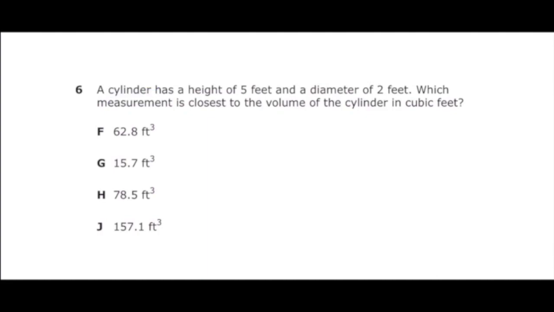Number 6 from the 2022 8th grade math STAAR test. A cylinder has a height of 5 feet and a diameter of 2 feet. Which measurement is closest to the volume of the cylinder in cubic feet? So if I check my STAAR reference sheet, I should know that the volume of a cylinder is equal to capital B times H, which is equal to the area of the base times height.